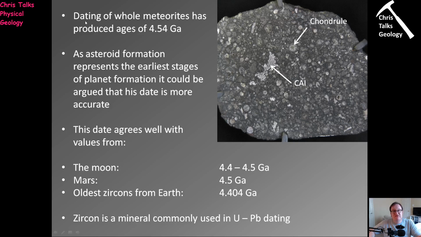So when we date the meteorite as a whole, we get an age of 4.54 billion years. But of course, as we've discussed, the CAIs, that's the oldest material. They're actually older than the meteorite itself. So of course, as discussed, asteroid formation represents the earliest stages of planet formation. So, that's why we use them to date the earliest date, or the starting date, should I say, for the Earth. And the dates we get from CAIs and meteorites agree very, very nicely from the information we have from other planets and other bodies.